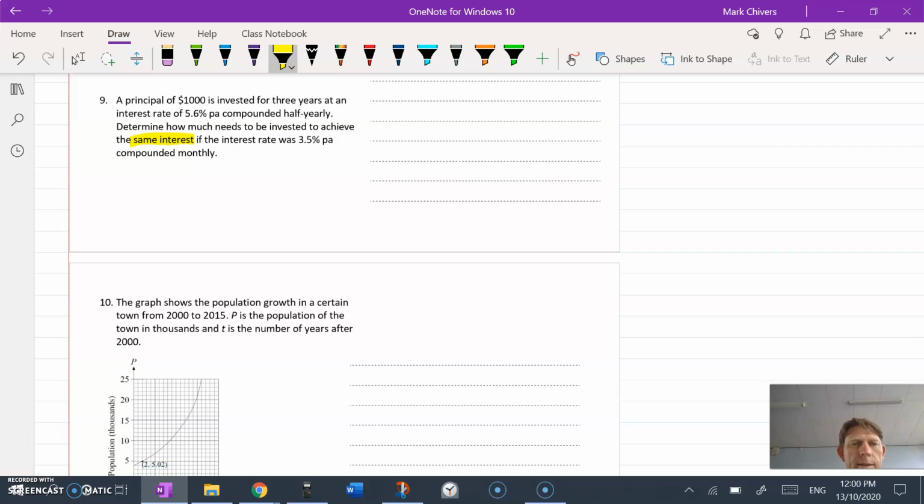So principal of $1,000 invested for 3 years at an interest rate of 5.6% compounded half yearly. Determine how much needs to be invested to achieve the same interest. Not the same balance, the same interest, if the interest rate was 3.5% compounded monthly.